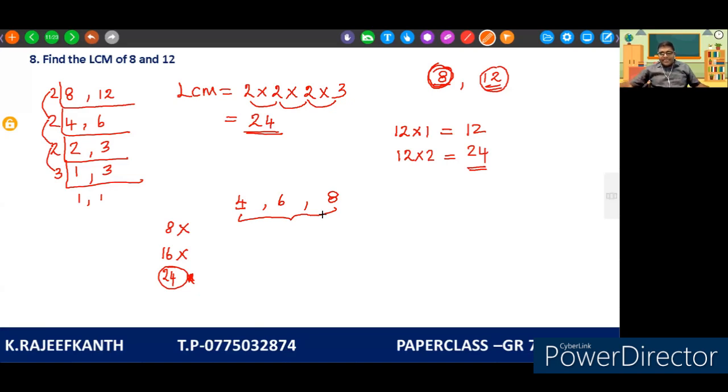So how can we find it mentally? First you have to select the greatest value. Greatest value means the largest value, right? Here 8 is the greatest value. So you have to take the multiples of that 8. Here the first multiple of 8 is 8. We can't divide by 6. So 8 is not the LCM. Then we get the second multiple of 8, that is 16. You can't divide by 6. Then you take the third multiple of 8, that is 24. Here 24 can be divided by 4, by 6 and also 8. So 24 is the LCM. So in this way, we can find the LCM mentally also, right?